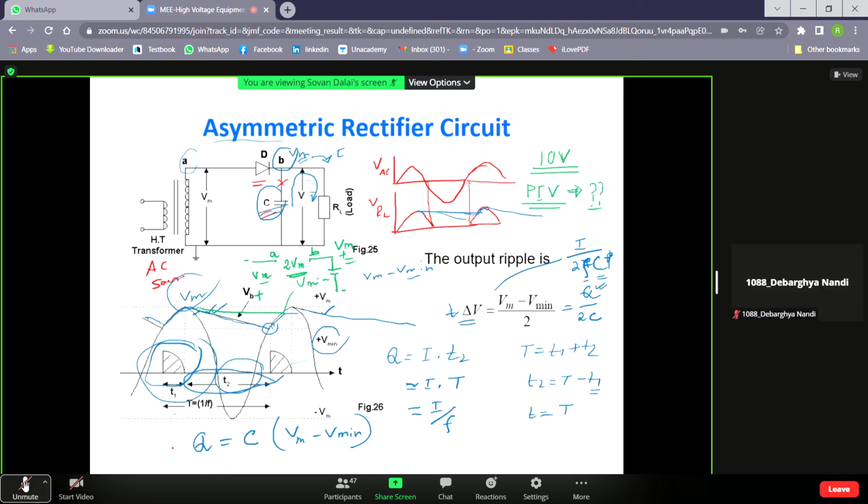Now if there is no load connected, then B পয়েন্টের পোটেনশিয়াল কি হবে? ক্যাপাসিটরটা তো স্যার ডিসচার্জ করতে পারবে না, তাহলে তো ভিএমই হবে। ভিএমই হবে। ওকে, ঠিক আছে। Now it is clear to all of you.